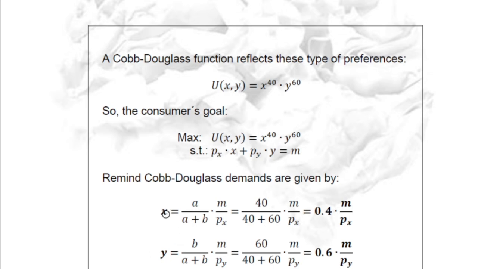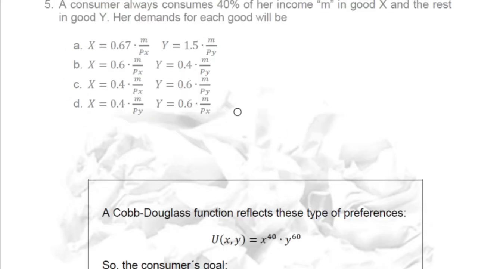So the solution, the demand for x is a, so 40, divided by a plus b, 40 plus 60, times m divided by px. So 0.4 times m divided by px. And for y, we have b, so 60, divided by 100, so 0.6, m divided by py. These are the demands for good x and good y by this consumer. So the correct one would be this, the C.